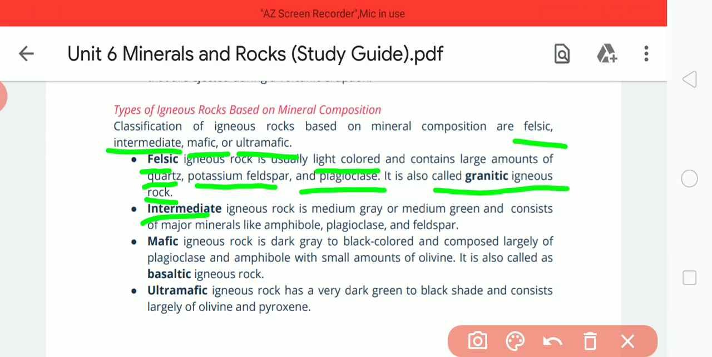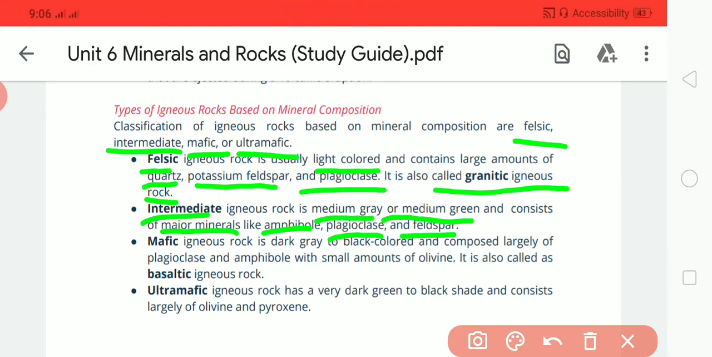Now, the intermediate igneous rock actually has a medium gray or medium green color and consists of major minerals such as amphibole, plagioclase, and feldspar. So, felsic, light colored lang siya. Ang intermediate, it has a medium gray or medium gray-green color.